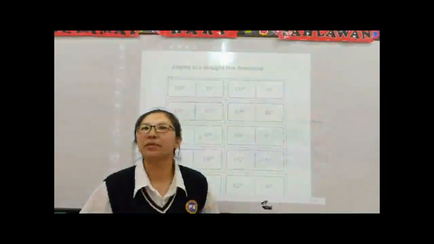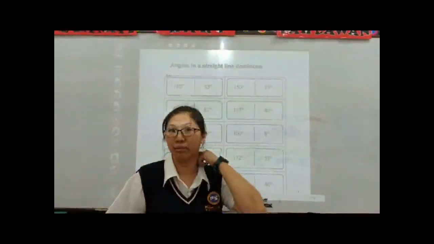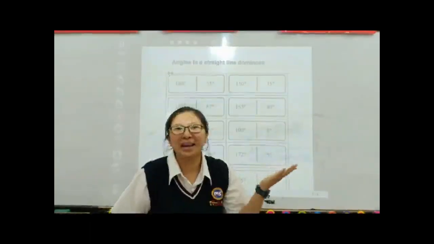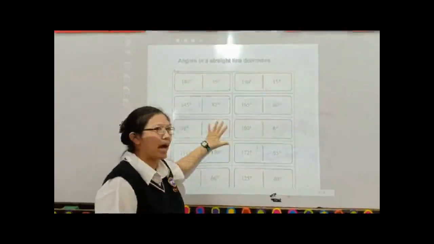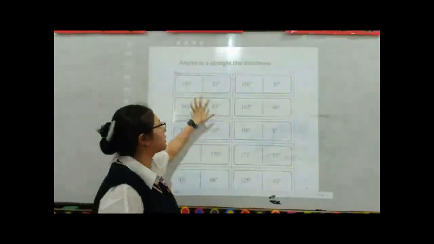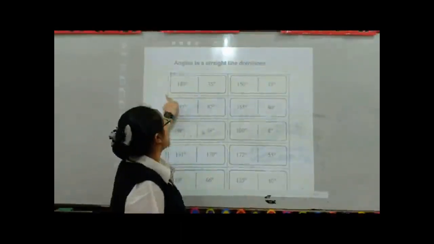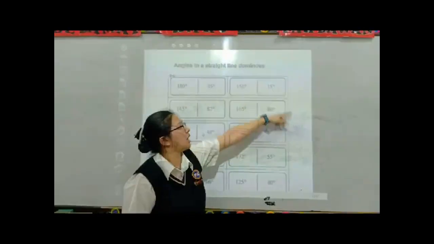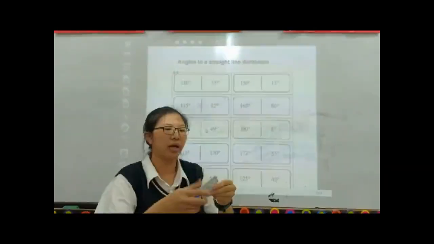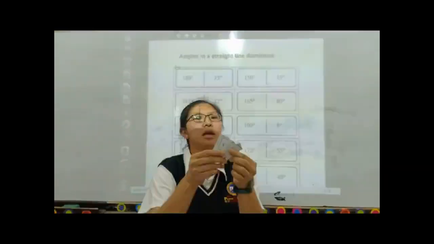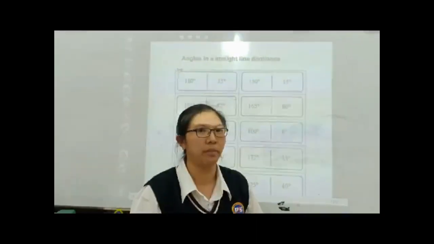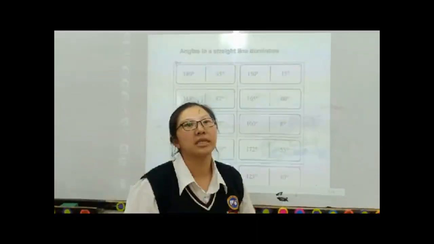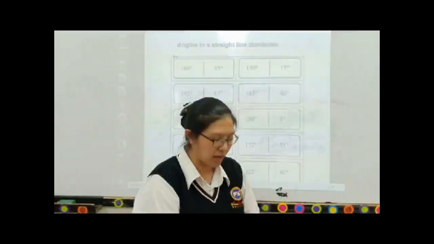Now it's time to play game. You can play game with your sibling or your parents, perhaps, if your parents would like to play with you. Remember to download this file from EPOS. After you download it, make sure you cut out the dotted line so you have smaller cards like this. If you are playing in 2 players, you can share the cards equally in 2 players, and anyone can start first. So how to play this game?